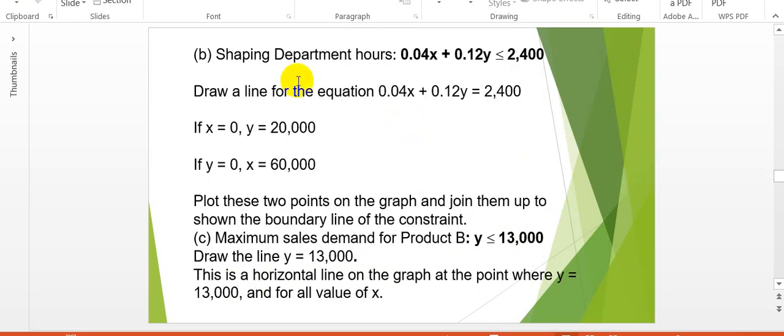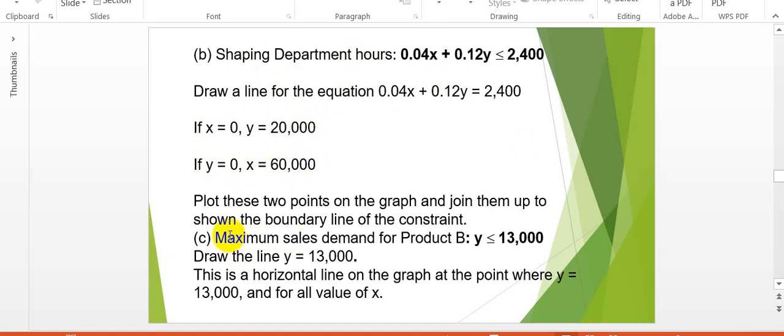Then we move to the shaping department. You do the same thing. You make x 0, calculate y. Then make y 0, calculate x. So those are the values that we get. You again plot these on the graph.